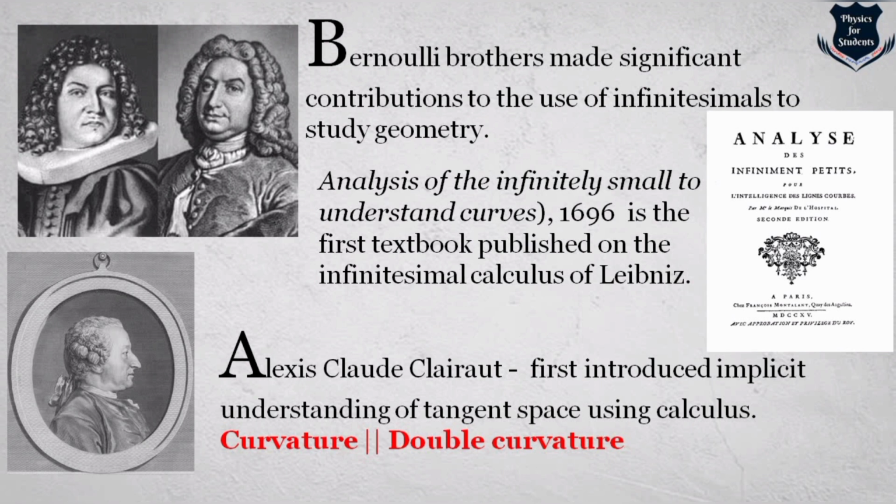But Alexis, a mathematician, astronomer, and geophysicist, introduced the concept of tangent and subtangent direction to space curves in relation to the direction which lies along the surface on which the space curve lies. He demonstrated the implicit understanding of the tangent space, and he is the first person to coin curvature, double curvature, and principal curvatures, which were further extended by the prince of mathematics, Carl Friedrich Gauss.